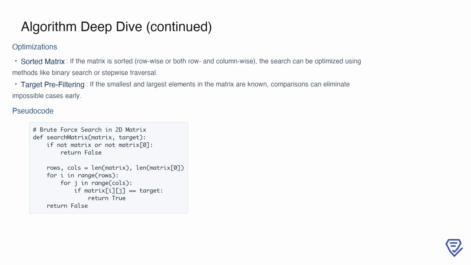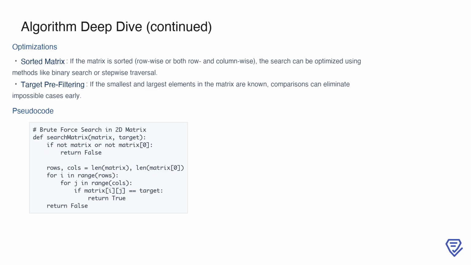For instance, if the matrix is sorted row-wise or both row and column-wise, we can use techniques like binary search or stepwise traversal to eliminate unnecessary comparisons. Another optimization involves pre-filtering the target. If we know the smallest and largest elements in the matrix, we can quickly determine whether the target falls within this range. If not, we can skip the search entirely.